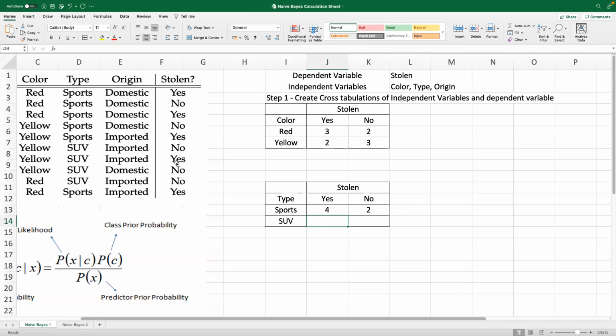How many SUVs are stolen? 1 and 3. Whatever is left out.